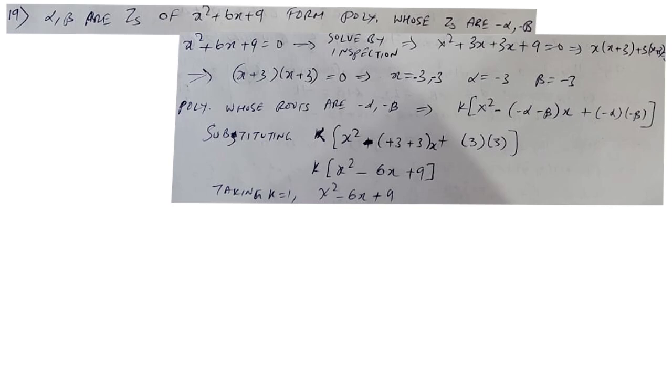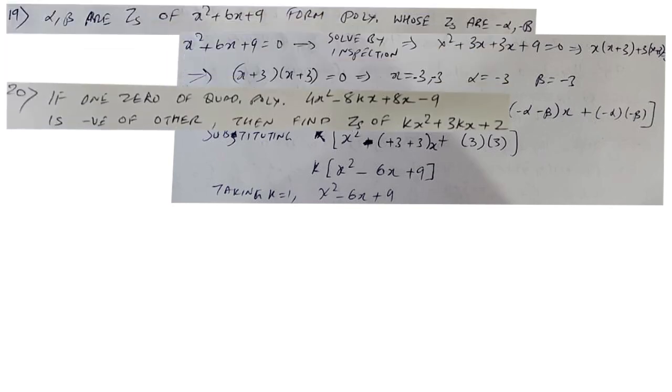Substituting, what you will get, right? Minus alpha is plus 3, minus beta is also plus 3, and minus alpha again 3, 3. You substitute it like that. You'll get k into x squared minus 3 plus 3, 6, that is minus 6x plus 3 into 3, which is 9. So taking k as 1, you'll get x squared minus 6x plus 9.